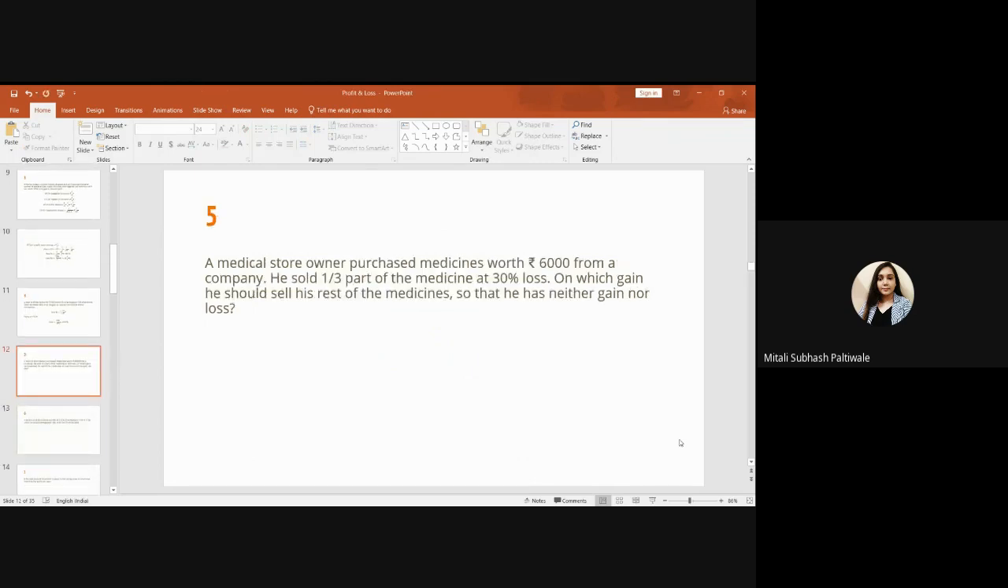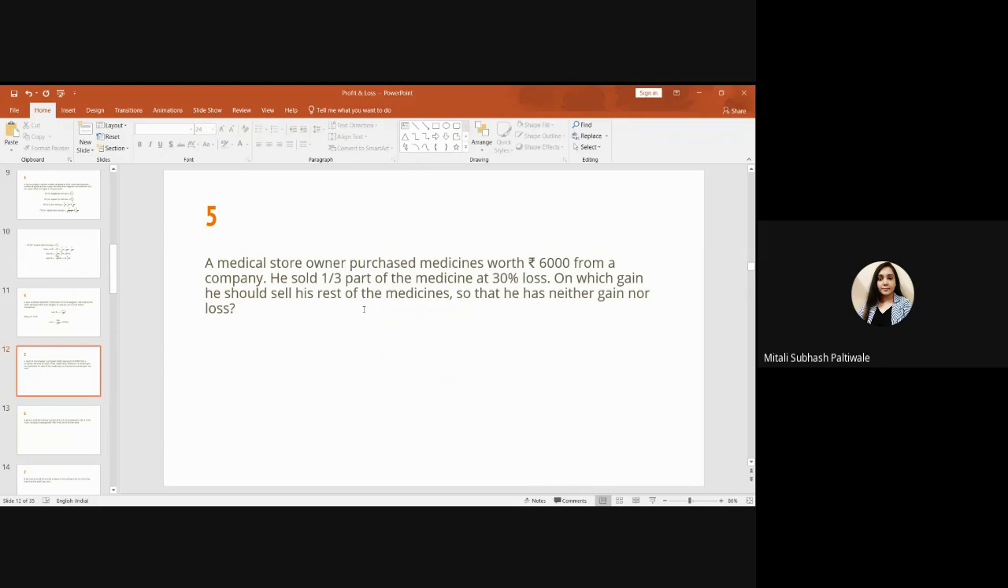That was the direct formula for loss, and you have to keep it that way only. Okay, now look at this. A medical store owner purchased medicines for rupees 6,000 from a company. He sold one third part of the medicine at 30% of loss, on which gain he should sell the rest of his medicines so that he will have neither gain nor loss.